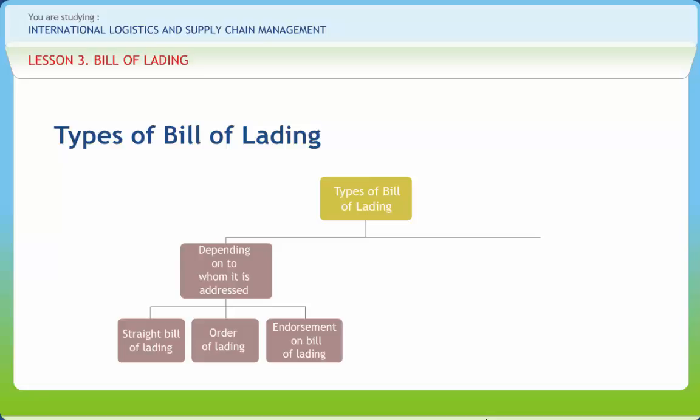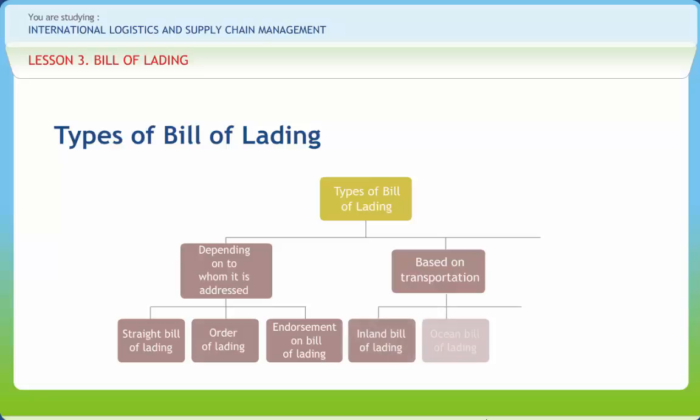Second, based on the transportation medium, since the transportation of goods can be through roads, inland, water, ocean, and through air, plane, the bills of lading are present in all mediums. An inland bill of lading is a document that establishes an agreement between a shipper and a transportation company for the transportation of goods.